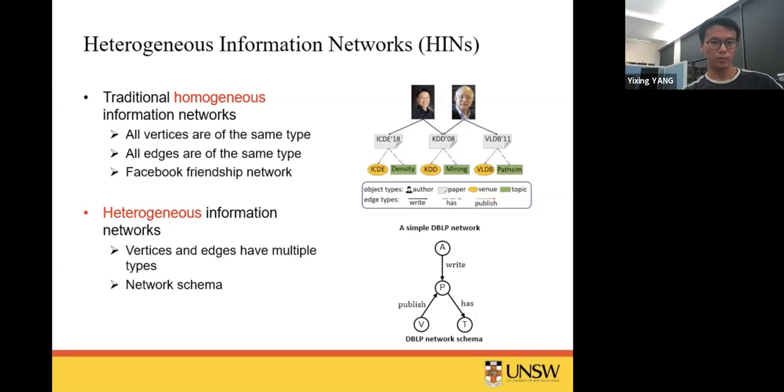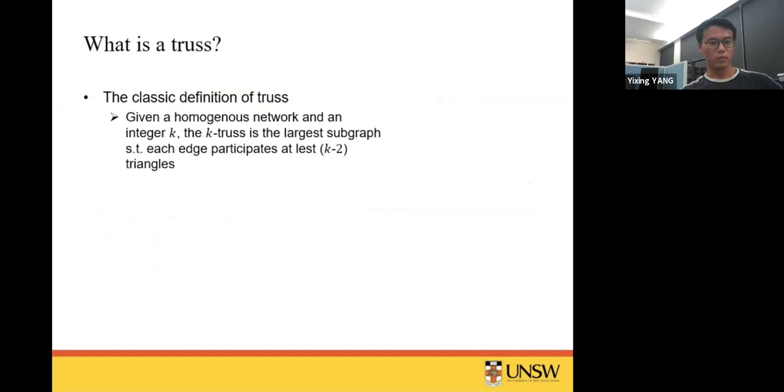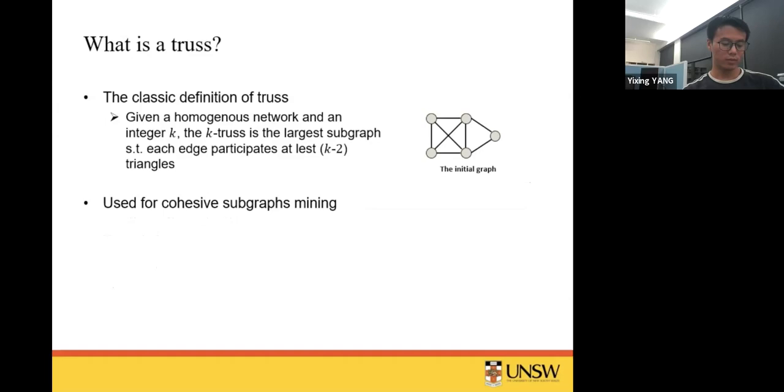Next, let's see what a truss is. In the classic definition, given a homogeneous network and an integer k, the k-truss is the largest subgraph such that each edge is contained in at least k minus 2 triangles, and it is always used for cohesive subgraph mining. Let's see an example. This is the initial graph. This is the three-truss in the initial graph. And this is the four-truss in the initial graph.